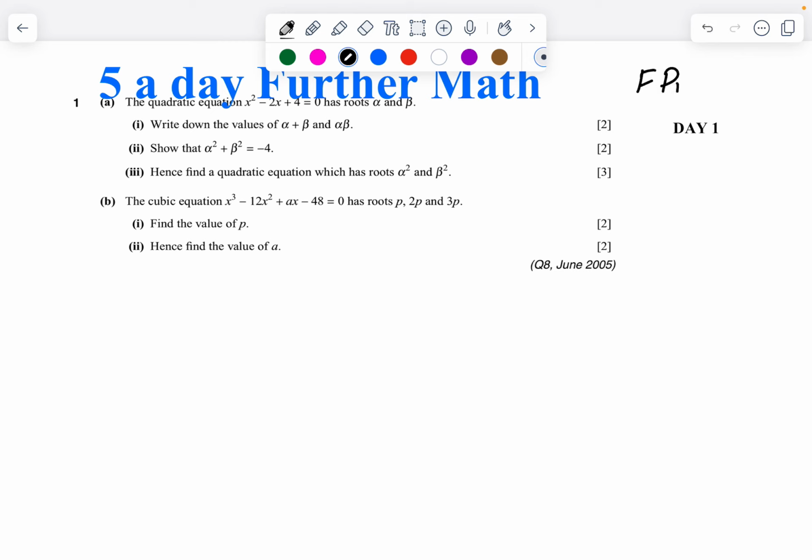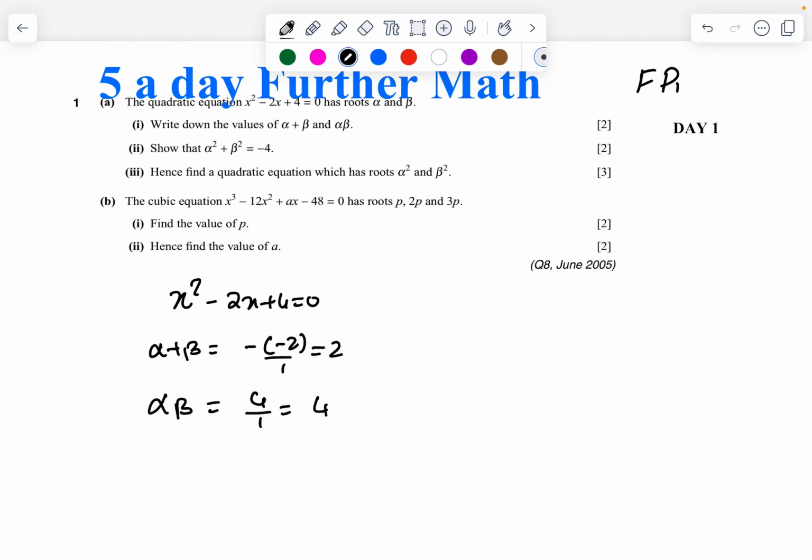A quadratic equation has roots alpha and beta for x square minus 2x plus 4. The quadratic equation is that, and alpha and beta are the roots of that equation. So x square minus 2x plus 4 equals 0. So sum of the roots is going to be minus of minus 2 upon 1, which is 2. Product of the roots is going to be c upon 1, which is 4. Now we have found it out, that is part 1.